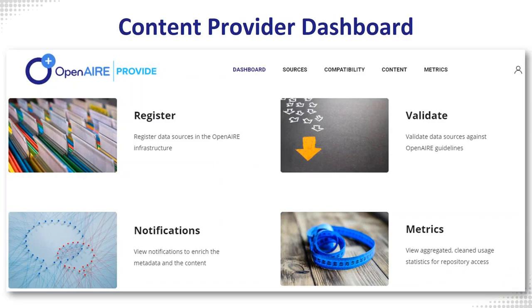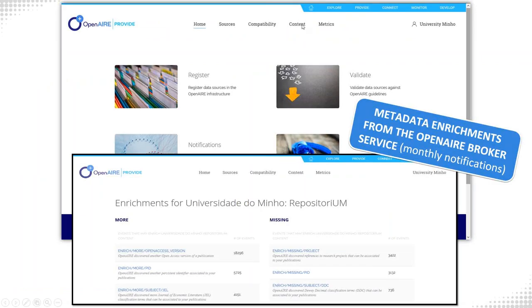So this slide is the dashboard, the different areas of the dashboard. So we have sources, compatibility, content, and metrics. And in the content area, in the content menu, you will find the enrichments. So this is something that is really new, is a result of the OpenAIRE broker service. We can say that the OpenAIRE broker service is the most important service here, but the broker service is, let's say, an invisible service, a backend service, and we show all the results of this service here in the dashboard.